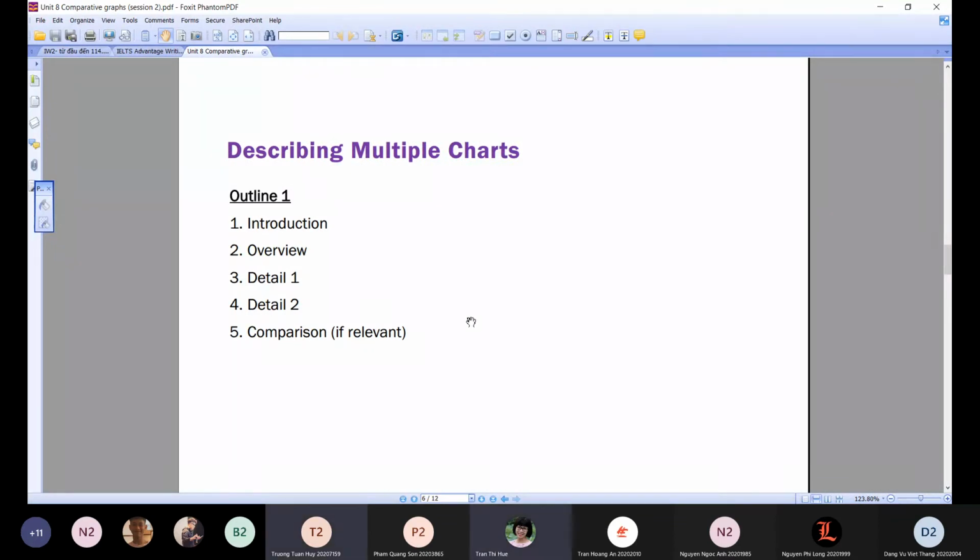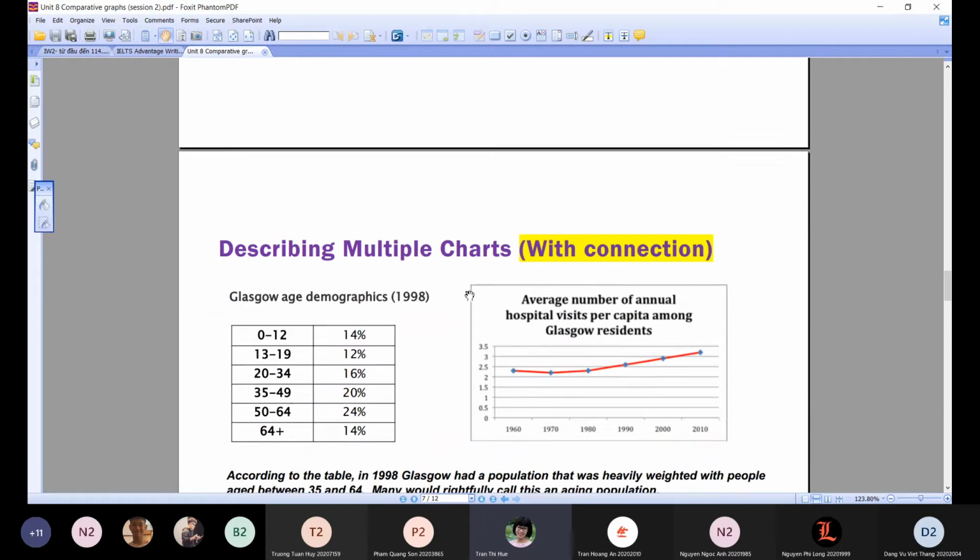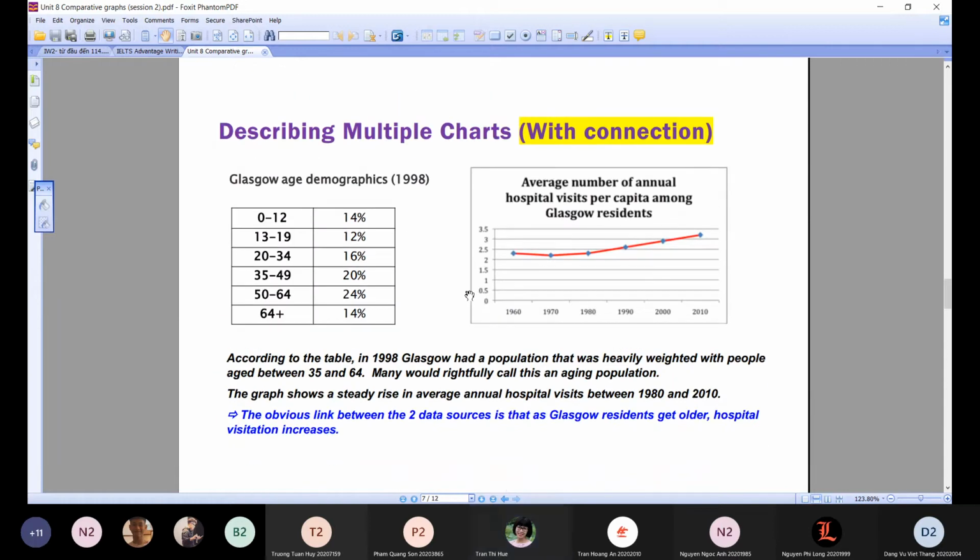Yes. Good. And now we move on to the second example, when you describe multiple charts and this time with a connection. Now spend some time to read what I'm sharing with you on the screen.